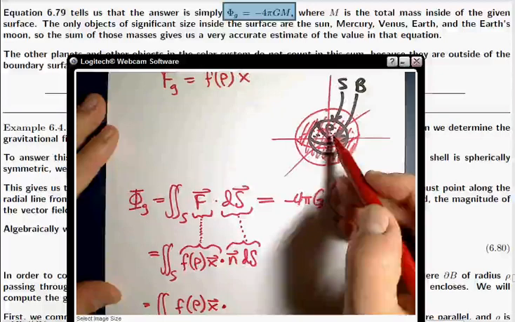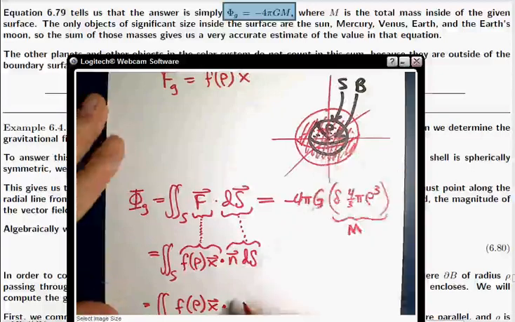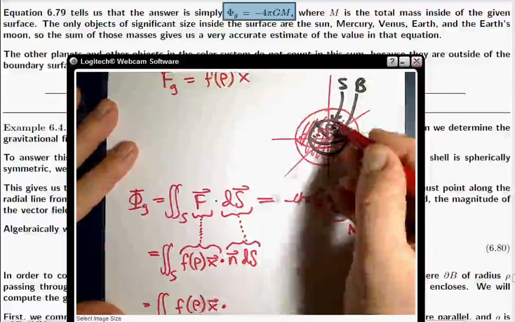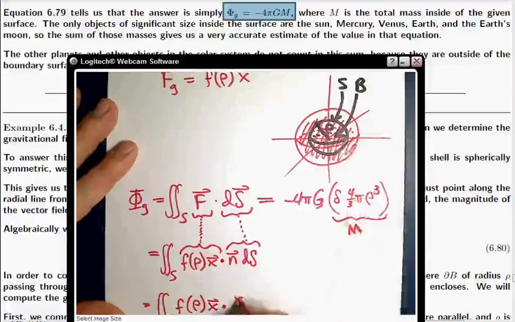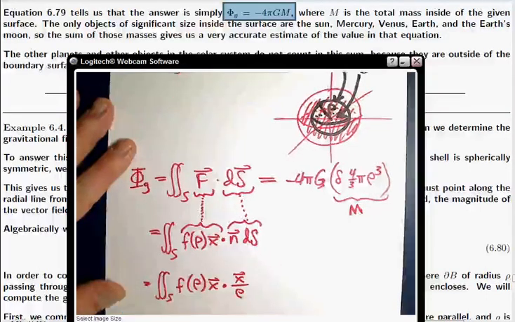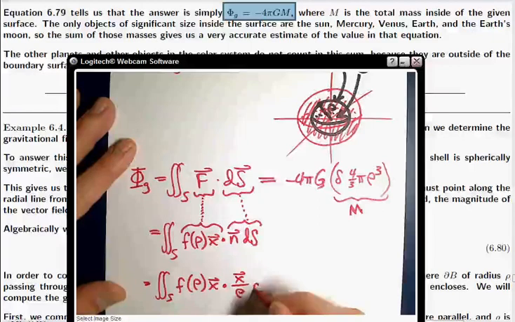Or said differently, x divided by the radius, and the radius is rho. So I claim that this unit normal vector for that sphere, because it's a sphere centered at the origin, is x divided by rho. Is that okay? Okay. ds scalar.